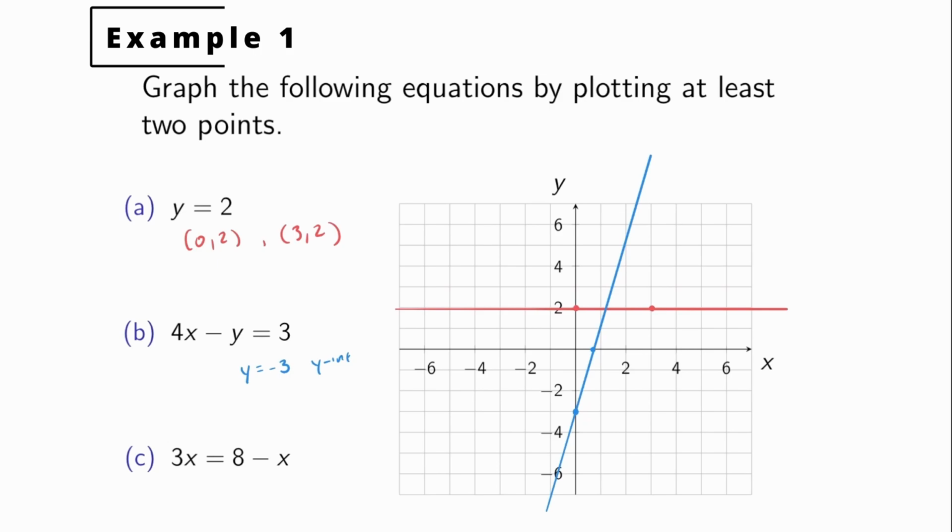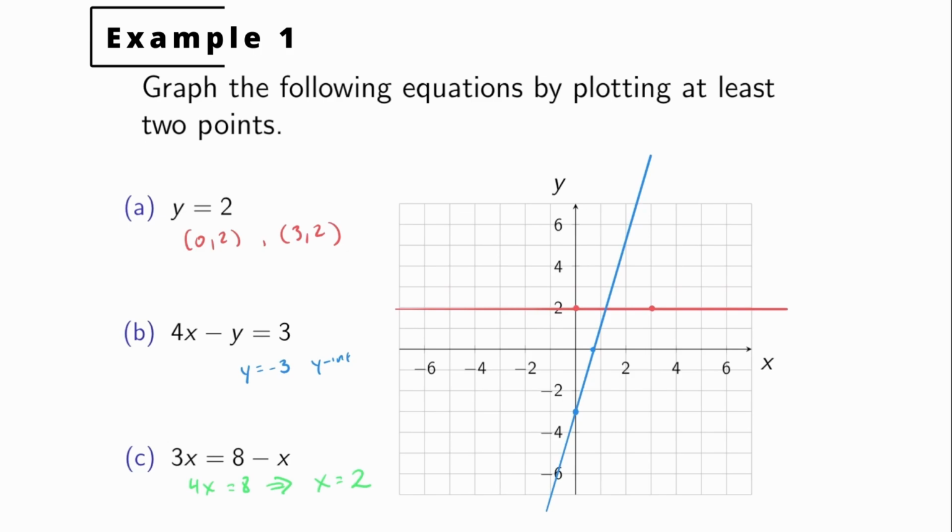For the final one, something funny is going on, which is that there's no y. So this is actually a vertical line. There's no y variable in the equation, so what we're going to do is solve this for x. We add x to both sides and we get 4x equals 8, and then we divide both sides by 4 to get x equals 2.